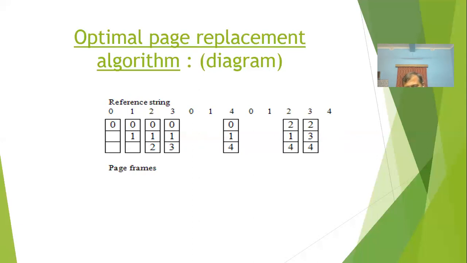In the earlier case and in the present case, that means in FIFO and optimal, in both the cases, we have taken the same reference string, the same number of frames, but in case of the optimal page replacement algorithm, we have got fewer number of page faults. Always the optimal page replacement algorithm gives you the smallest page fault rate. So that's why it is very much useful.